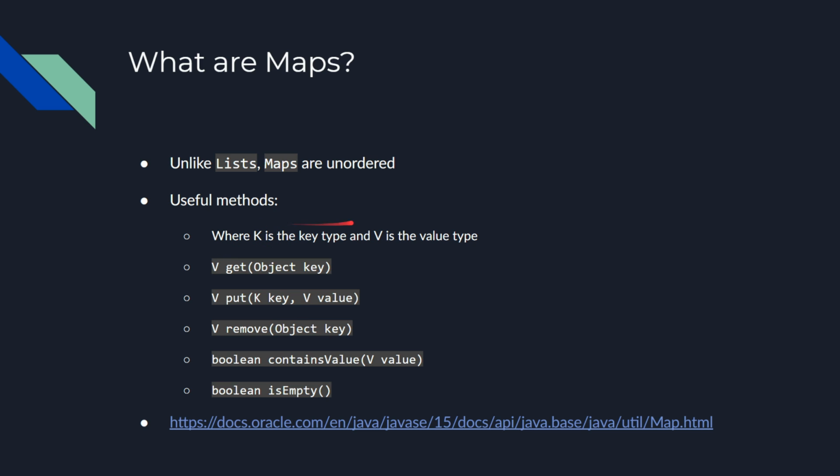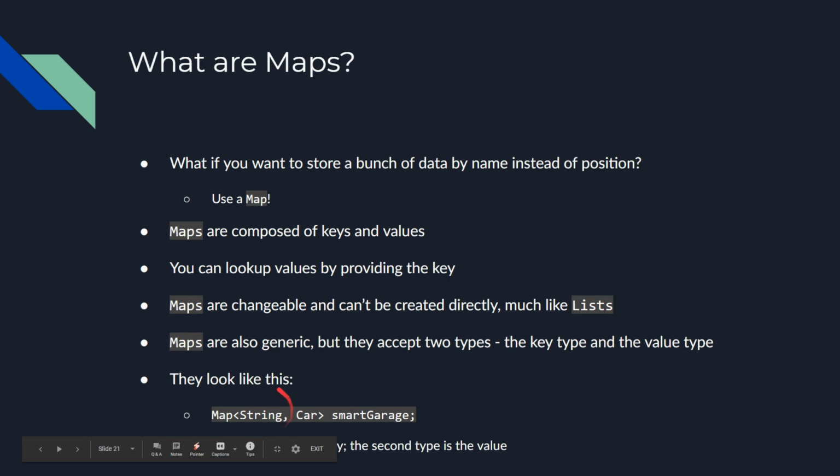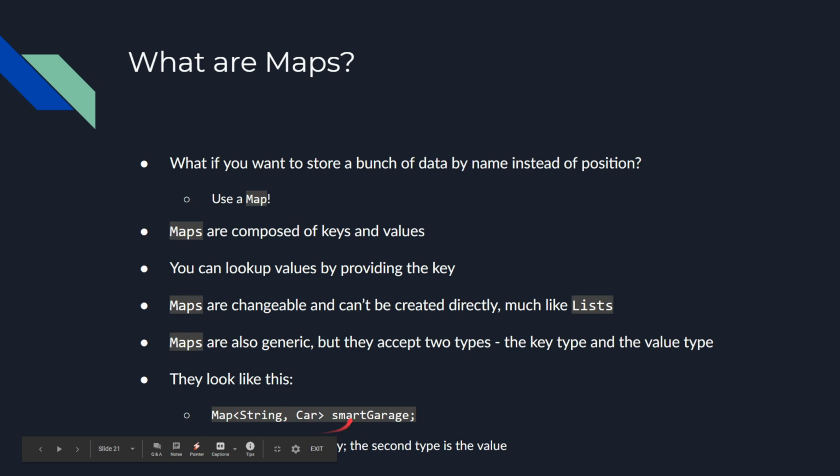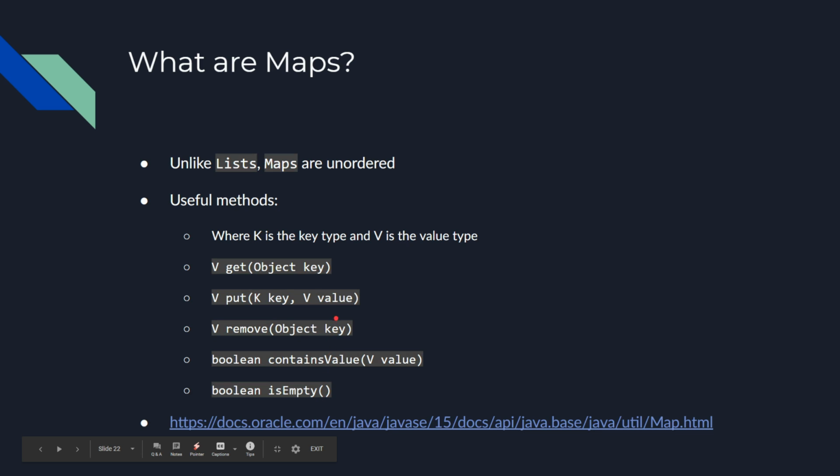So K is the key type. In this example here, K is going to be string. And then V is the value type. In this example here, V is going to be car. Okay, so K is string, V is car. So maps have a get method where if I give it some key, it's going to give me an object of the value's type. Or I can put a key and a value. That's how I put stuff into the map. And it'll also give me back the value that I put in as the output.